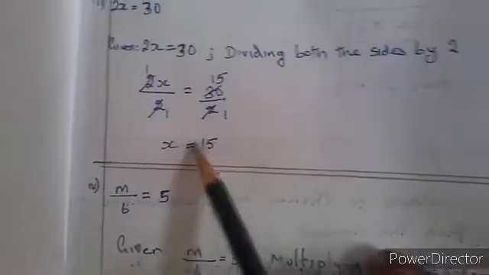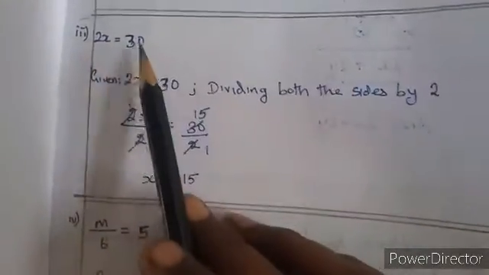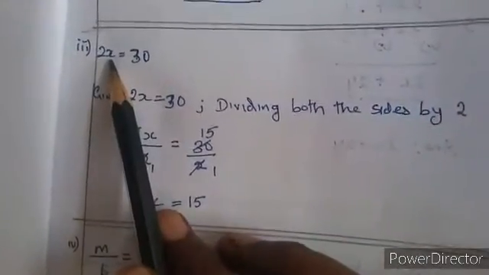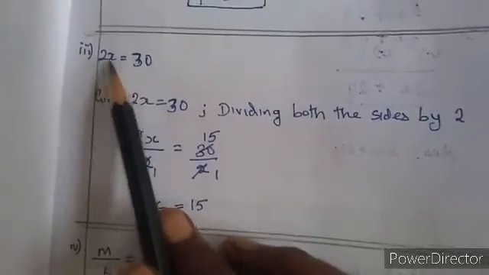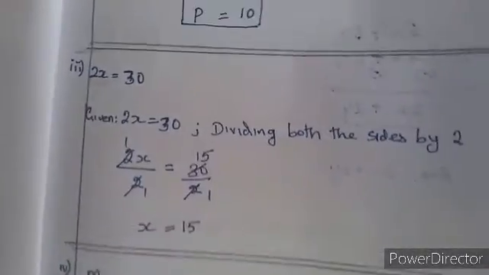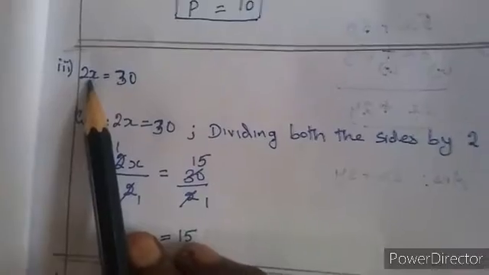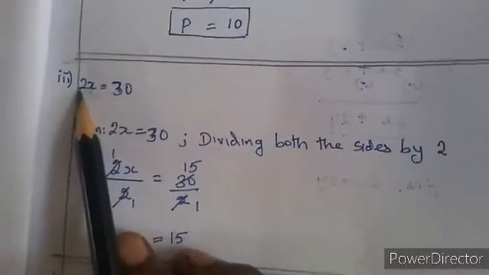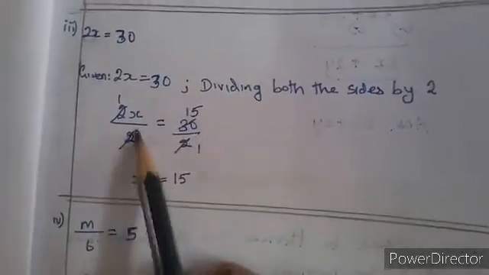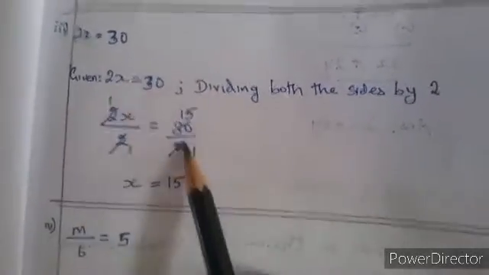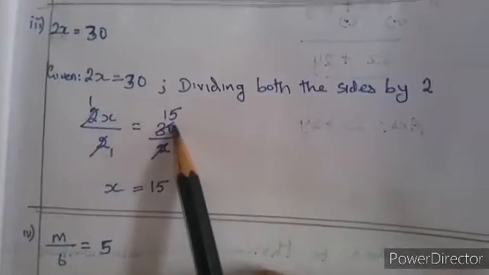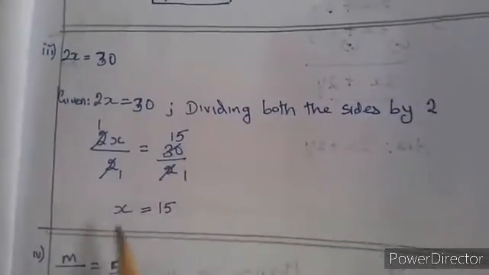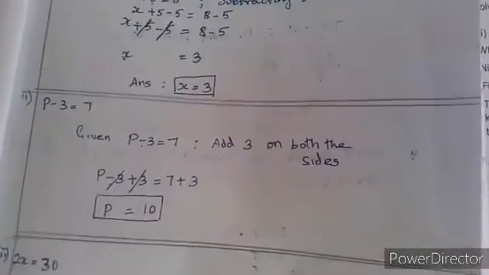In the next sum, 2x equal to 30. You have to find the value of x. 2 times x only, this is 2x. So it is in the form of multiplication. So we have to divide both sides by 2. 2 ones are 2, 2 fifteens are 30. So x equal to 15. Like that you have to find the value of the given variable in the given sum.